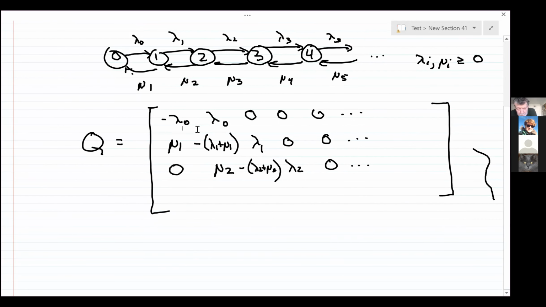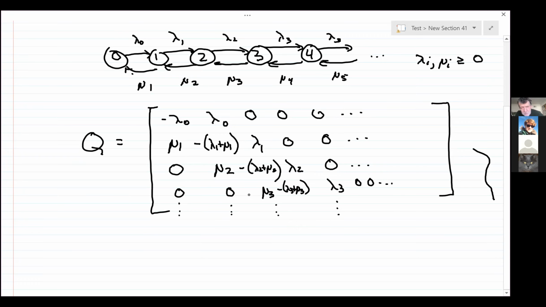Without going through the explanation, how would the next row look? We would have 2 zeros. We would have a mu3 here, a minus (lambda 3 plus mu3) here, and a lambda 3 here, and then 0 the rest of the way. And the rows keep coming like this, and so do the columns. And that's the Q matrix. Any questions on how I got the Q matrix? Cool.